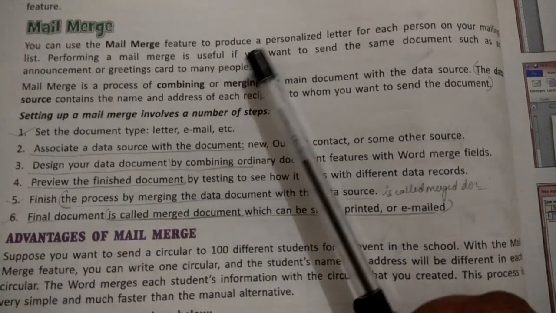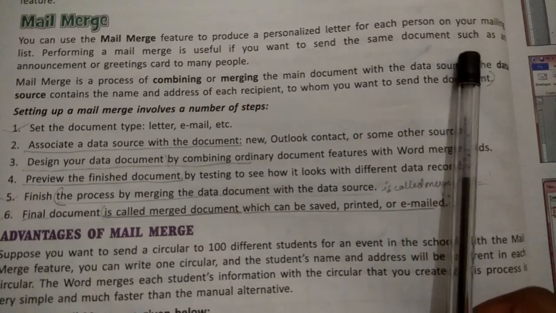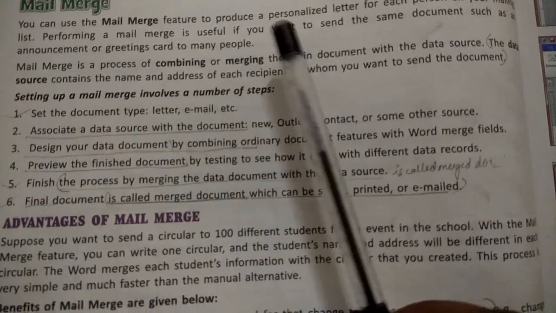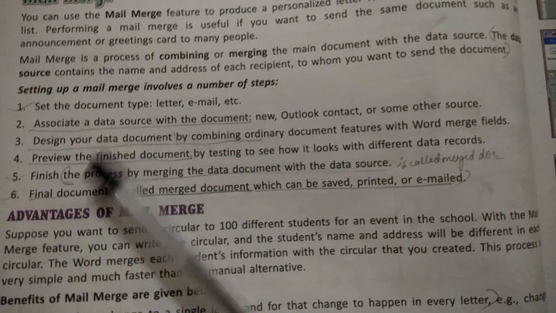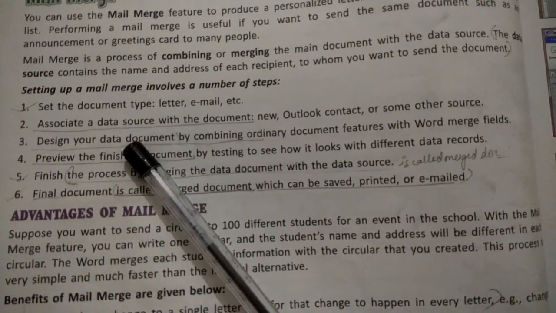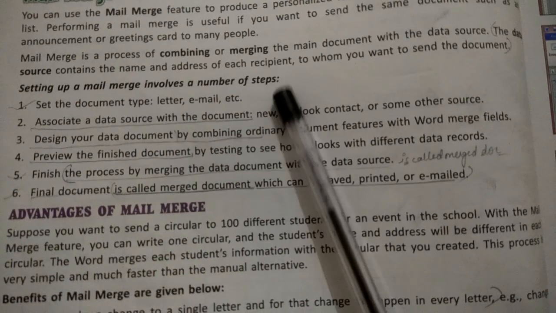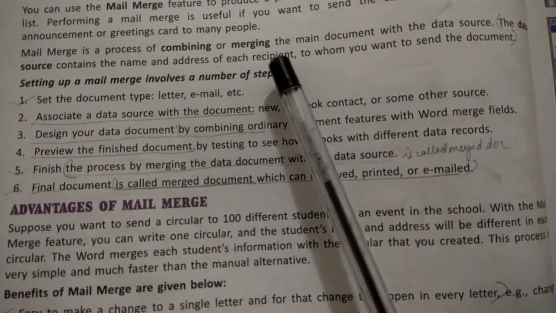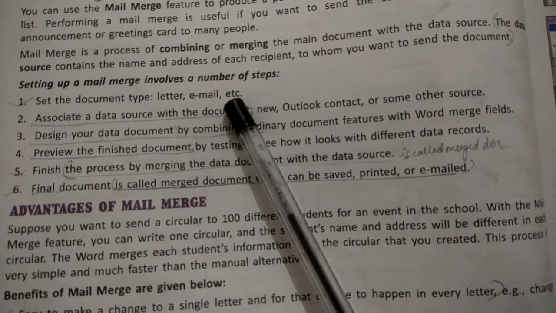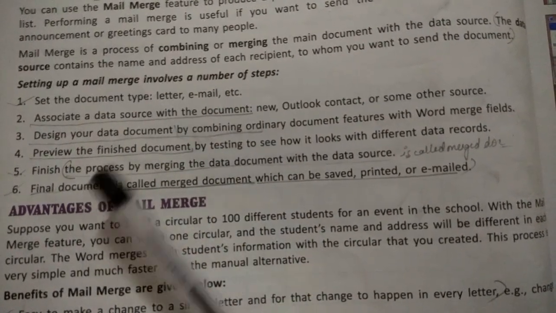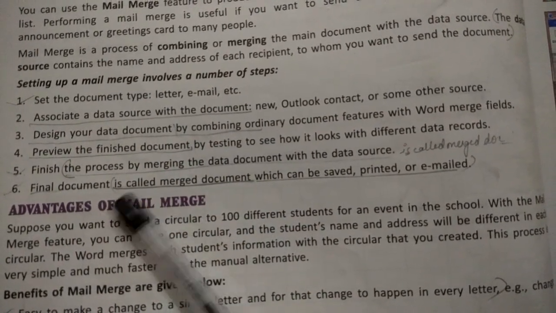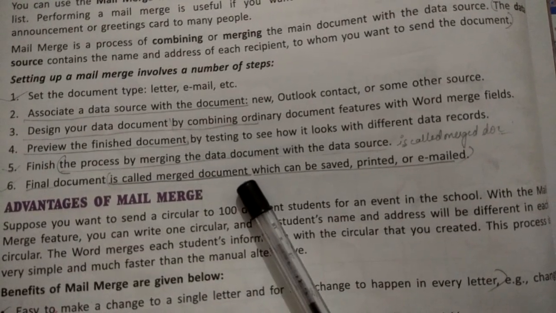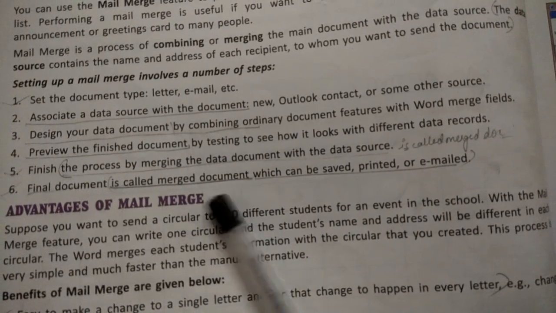So in short, we can say that mail merge is useful when we want to send the same document, such as an announcement or greeting card, to many people. In that case, first you have to type the letter. After that, make a data source. In the data source, we can add the name and address of each recipient. After that, merge your letter with the data source. And at the last, the final document we call a merge document, in which the data source and your letter both are merged.